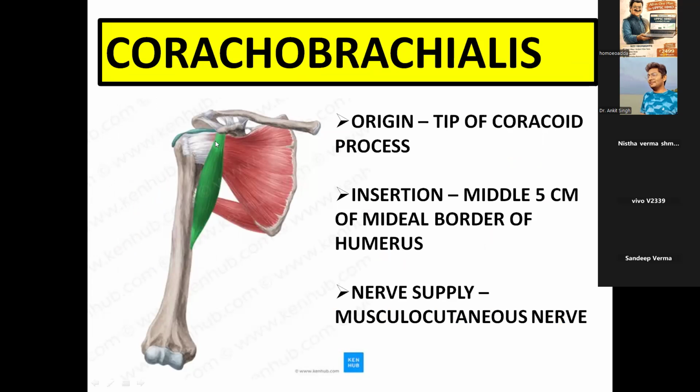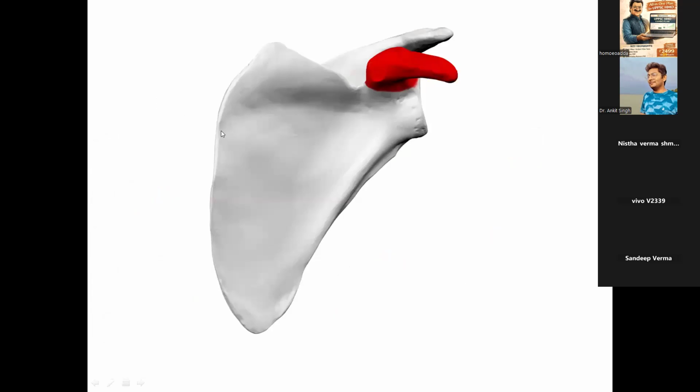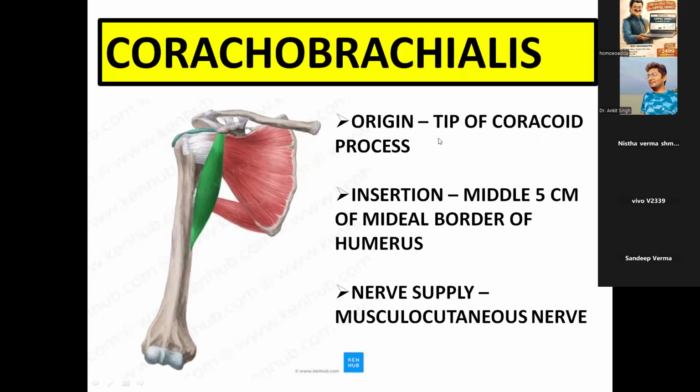Now you see the origin that is over here. You can say this is the bone called as a scapula, and this red portion is called as a coracoid process. From the tip of the coracoid process, there is the origin of coracobrachialis. So coracobrachialis origin is from the tip of coracoid process, and the fibers are going downward, and finally you see it is inserted.